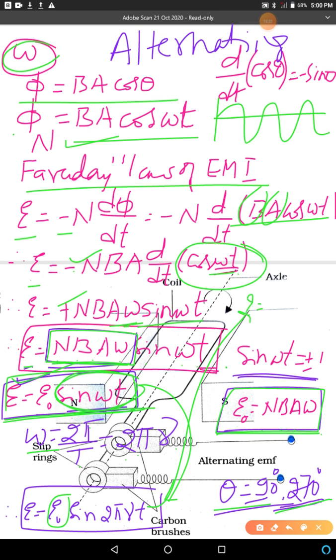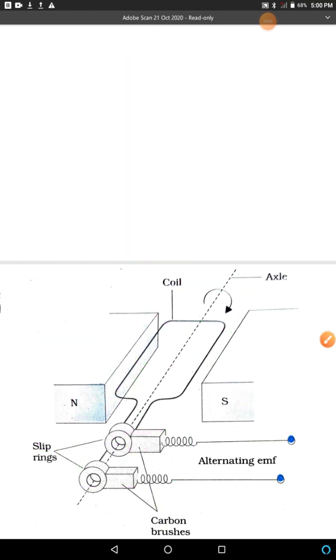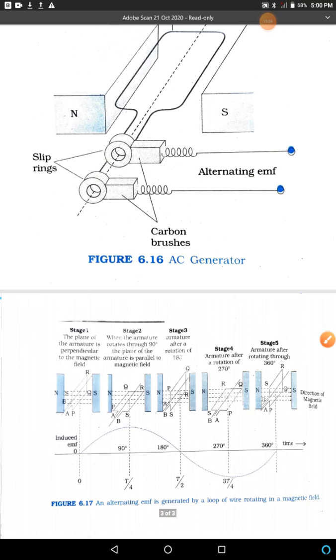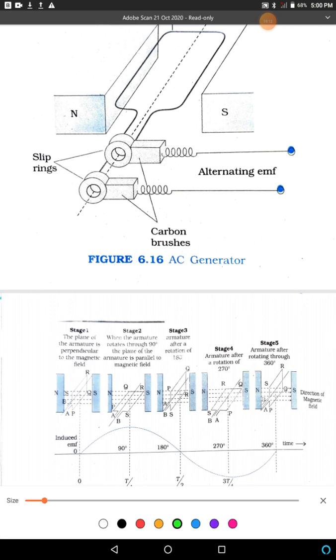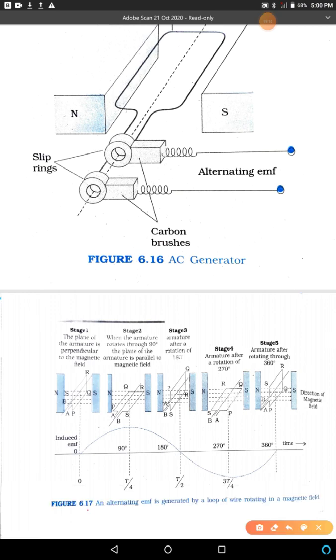So this equation can also be written like this. Epsilon will be equal to, instead of epsilon naught, we can write NBA omega sin 2 pi mu t. This is the expression for induced instantaneous EMF. So you can see this diagram. See this diagram. This diagram shows how an alternating EMF is generated.